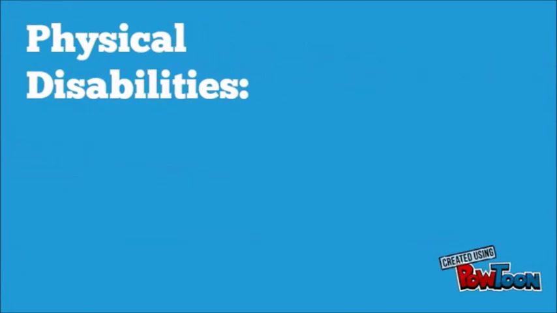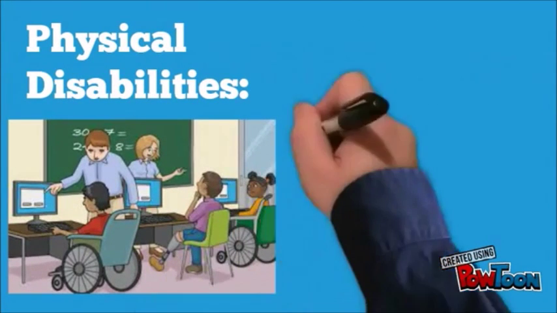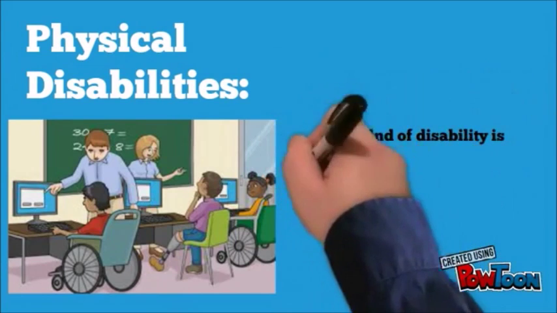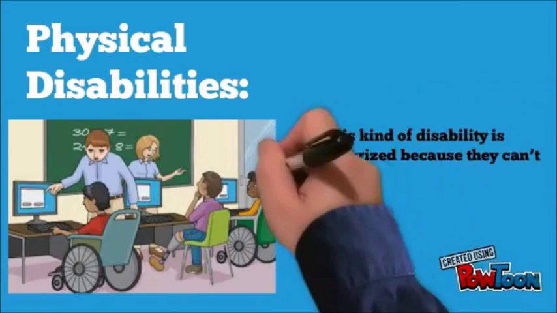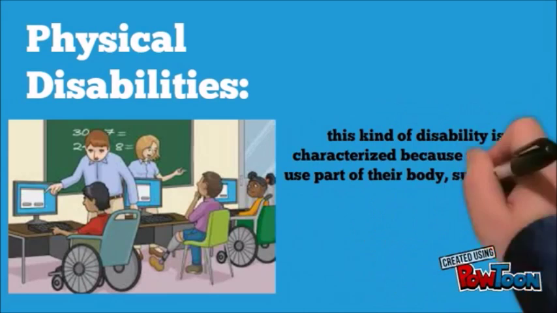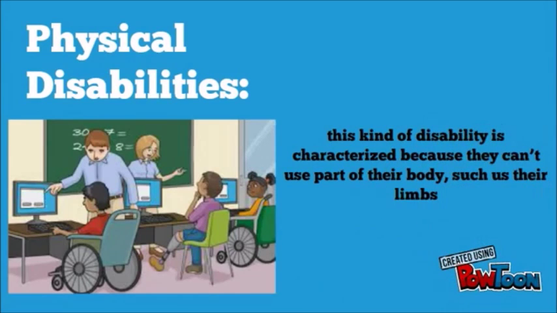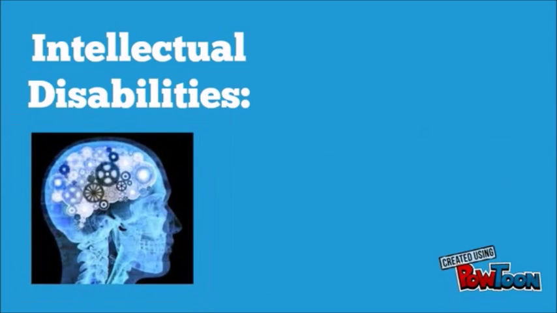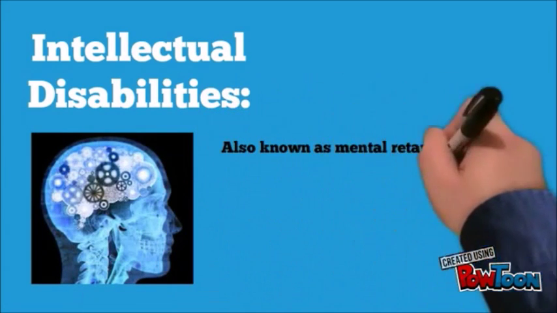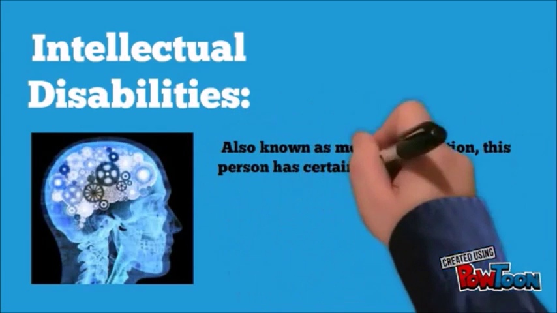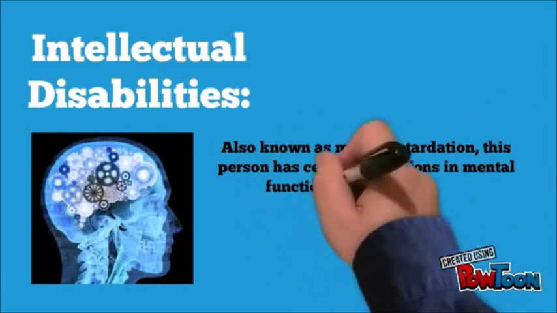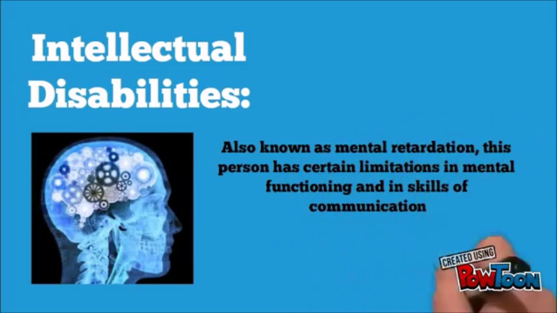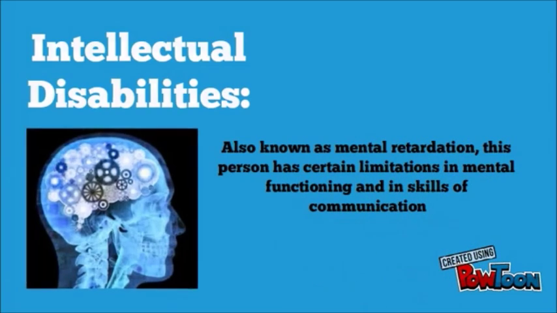Physical disabilities. This kind of disability is characterized by difficulty using part of their body, such as their limbs. Intellectual disabilities, also known as mental retardation. This person has certain limitations in mental functioning and in skills of communication.